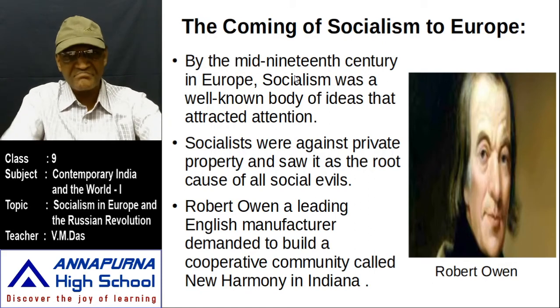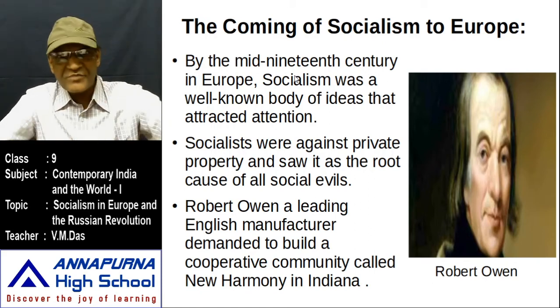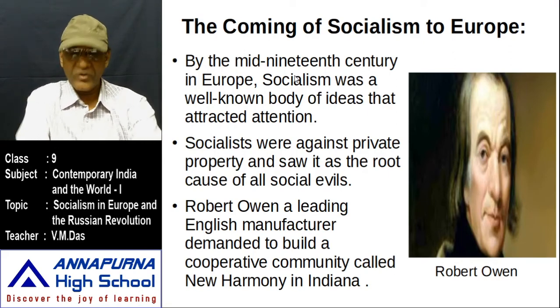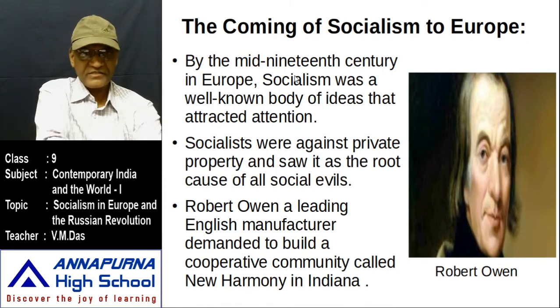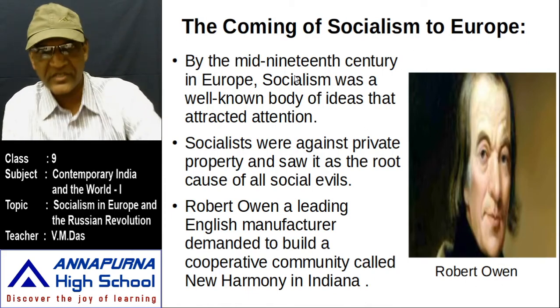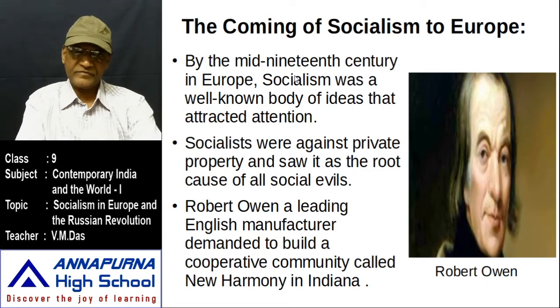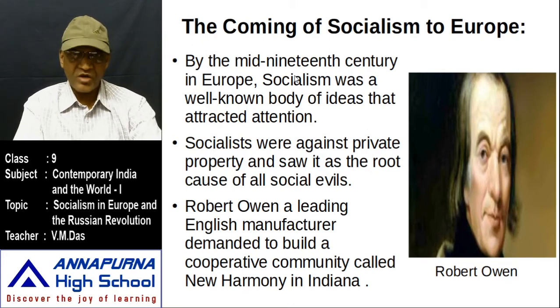All the property should belong to the people, and that property should be distributed among all the masses, among all the people in the society. So therefore, the socialists stood against private property and saw it as the root cause of all social evils, all the economic inequalities. That's why they wanted to root out all this private property.